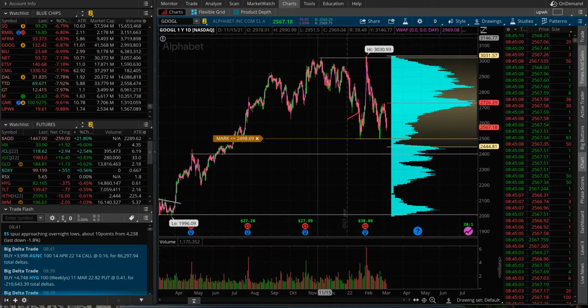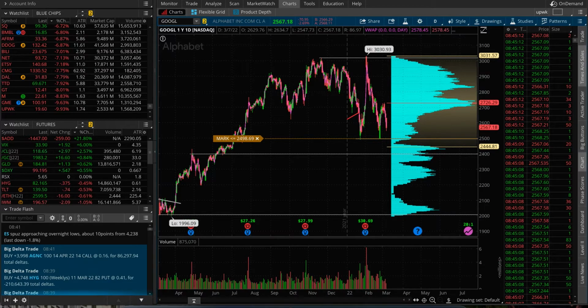I'm not going to look at the option activity for Google. Very simple support, resistance, and I do think that it's looking bearish, and momentum is to the downside so far.